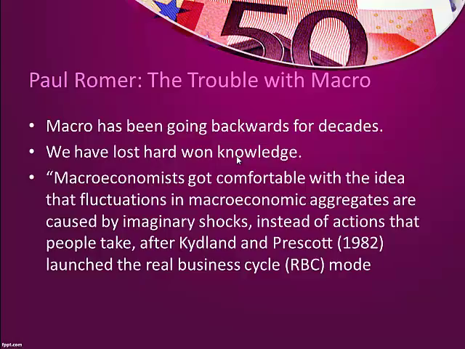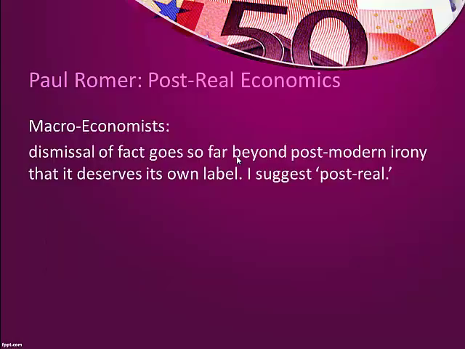So the real shocks to the economy are invisible. So then they just put on some epsilon, and they say, what is this epsilon? Nobody knows what it is. And that's the driver of business cycles in RBC models. So Paul Romer says that the theory and how they dismiss facts is so amazing that it deserves its own label, and I suggest post-real.